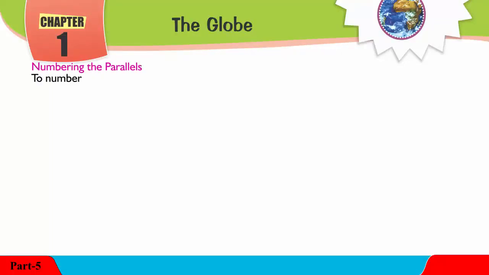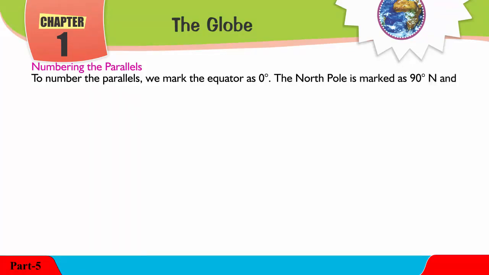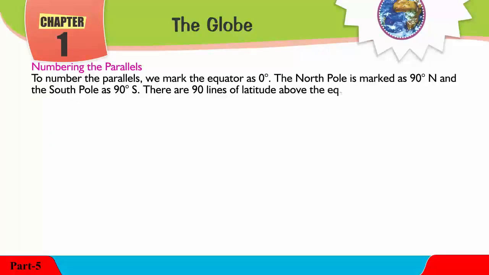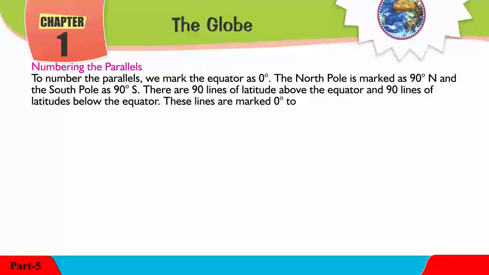Numbering the parallels. To number the parallels, we mark the equator as 0 degree. The North Pole is marked as 90 degree N and the South Pole as 90 degree S. There are 90 lines of latitude above the equator and 90 lines of latitude below the equator. These lines are marked 0 degree to 90 degree N and 0 degree to 90 degree S respectively.